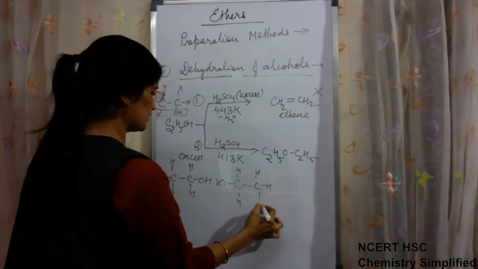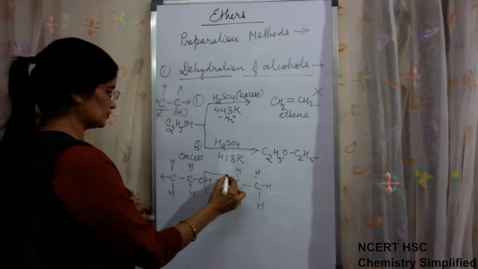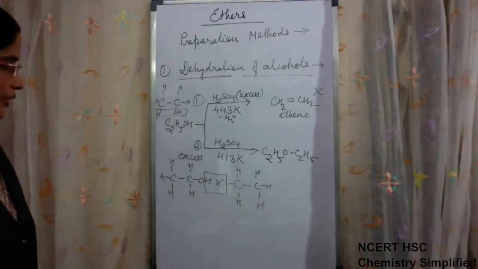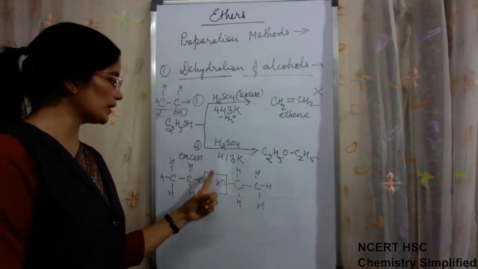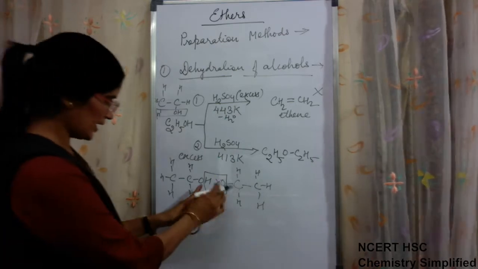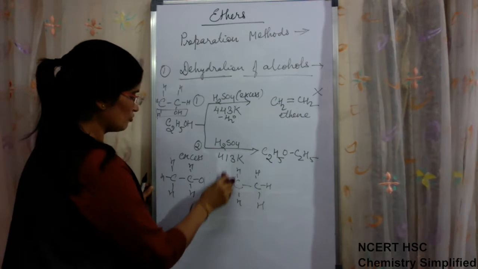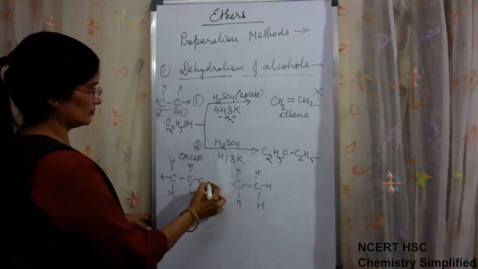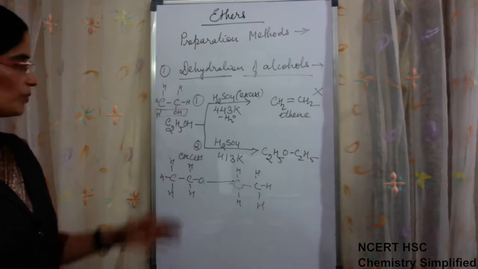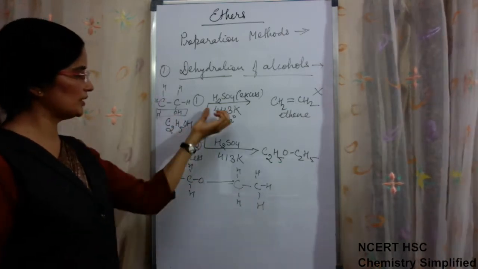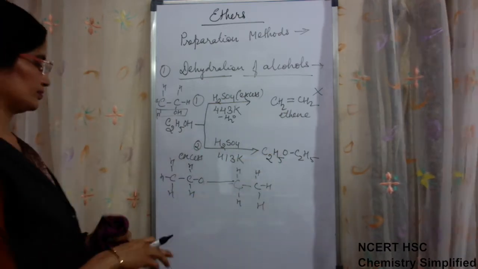So what has happened here? A water molecule is lost here also, but not from one alcohol molecule, but from two alcohol molecules, one water molecule is lost. And when this is lost, what is left is ether, what we have made. Clear? So both reactions are dehydration, but here alkene is formed, in this case ethers are formed. Okay?